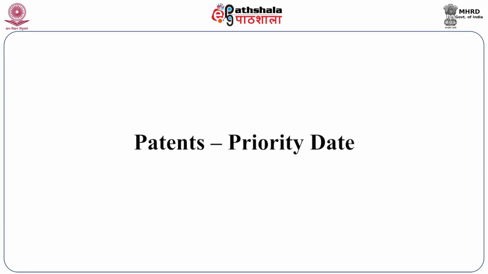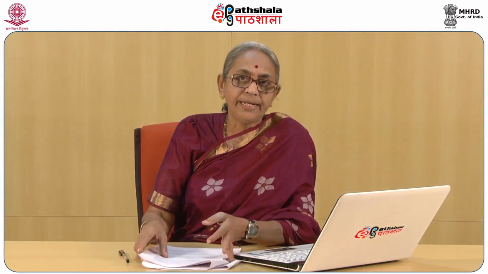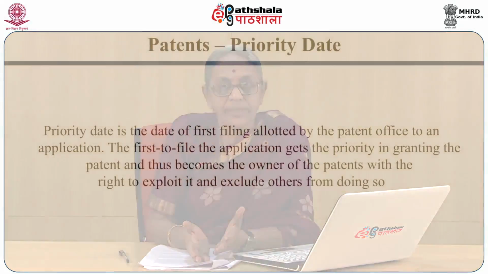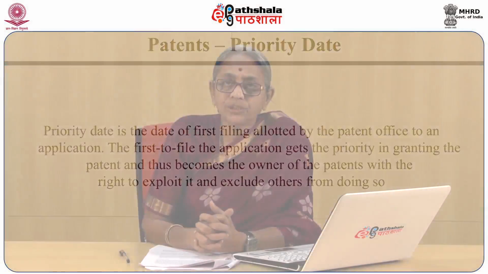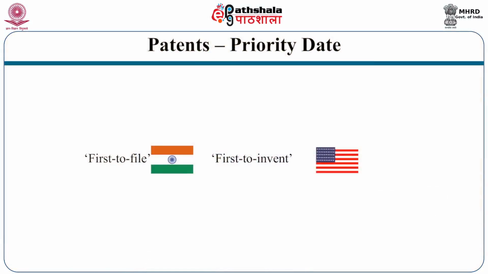Then we come to what is called priority date. I mentioned a little about filing date when we were looking at PCT. So, what is priority date? Priority date is the date of first filing allotted by the patent office to any application. The first to file the application gets the priority while granting the patent, and thus ownership of the patent is given to the person who files first. However, this is not the case everywhere. Some countries have what is called first to invent, an example being the United States of America, whereas India follows the first to file criteria.